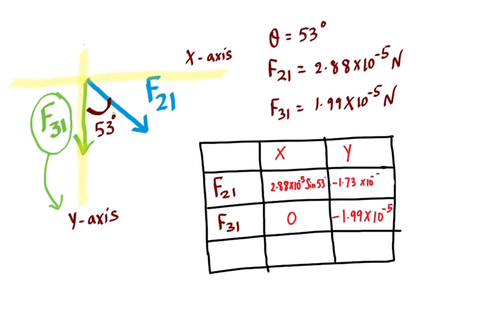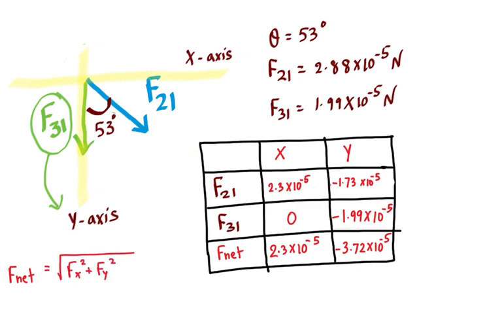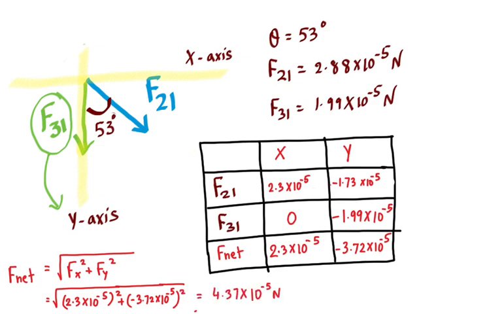Now we can use our calculator to get the numbers. Now the next step is to get F net, the components for F net. So we'll combine the x component and the y component. Once we have got the x and y component for F net, now we can use the Pythagoras theorem because we have got the x and y component. So radical Fx square plus Fy square, we can substitute the numbers which we have got and put it in the calculator to get the magnitude of F net, which is 4.37 times 10 to the power negative 5 Newton.